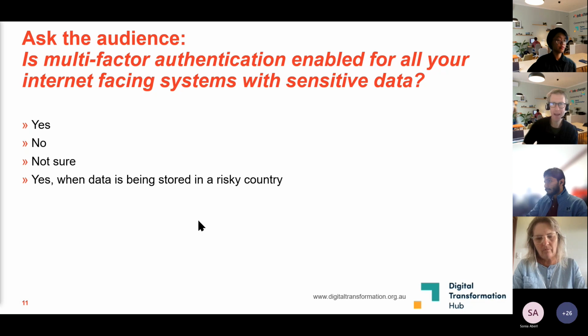Good to see no one picked our attempt at humour. I didn't get a lot of smiles from those that have their videos on about the yes when data is being stored in a risky country.